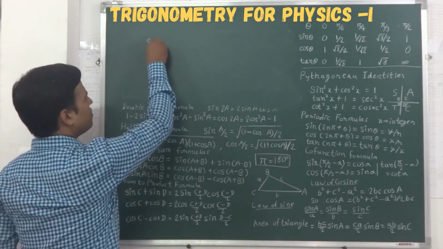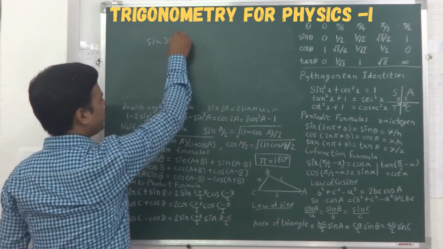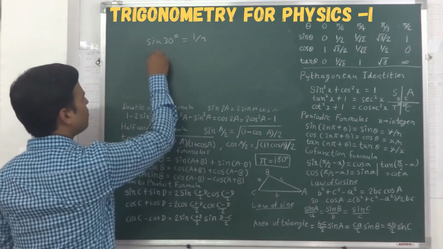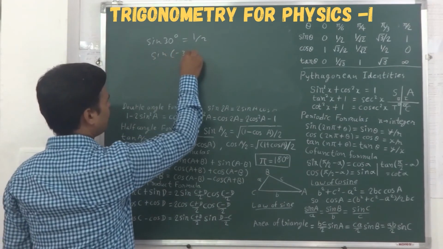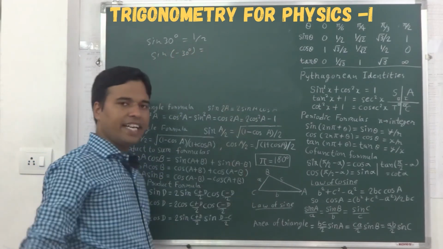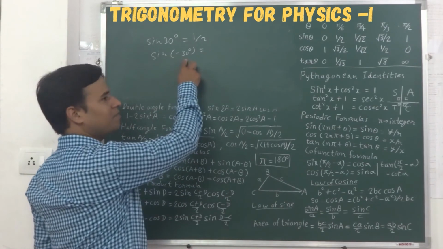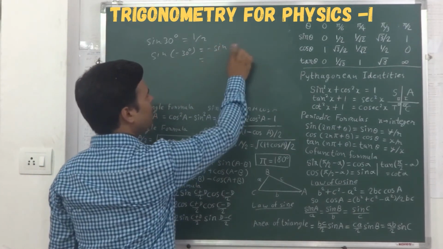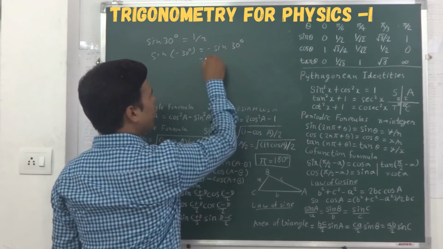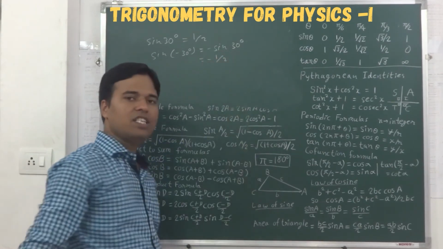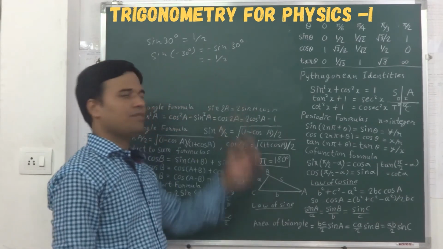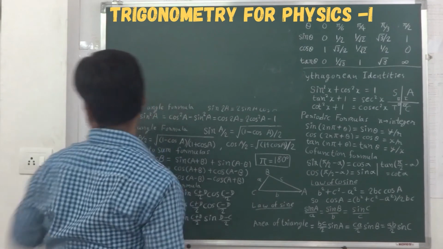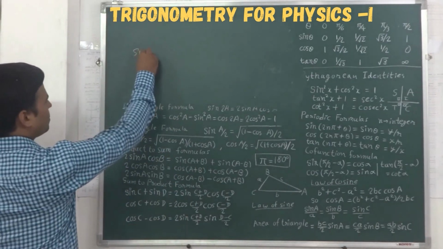Dear students, you know the sine of 30-degree angle's value, that is 1 by 2. If we want to find out sine of minus 30-degree angle's value, then using the formula sine of minus theta is equal to minus sine theta, and using the 30-degree angle you can write it as negative sine 30, negative half.